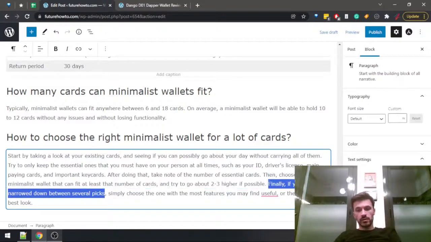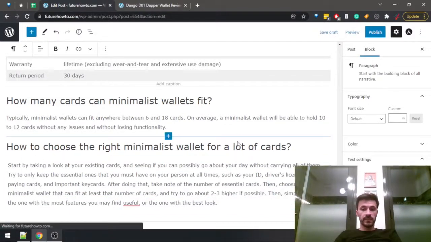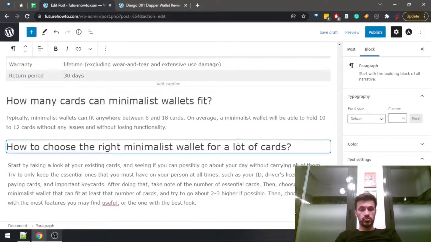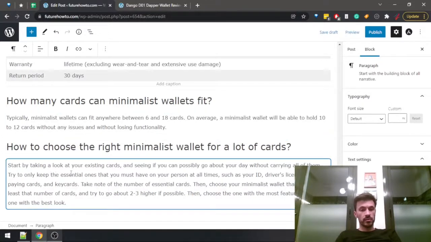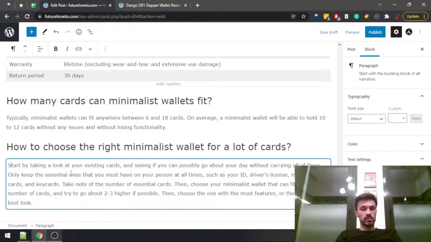Maybe we can do then choose the one with the most features, or the one with the best look. Take note of the number. Key cards. Okay, this is a little bit better. Start by taking it.